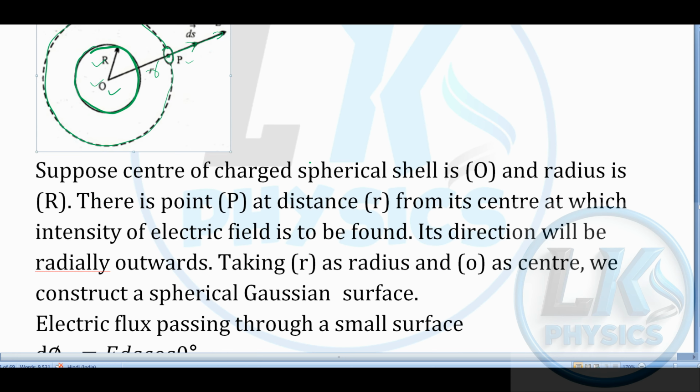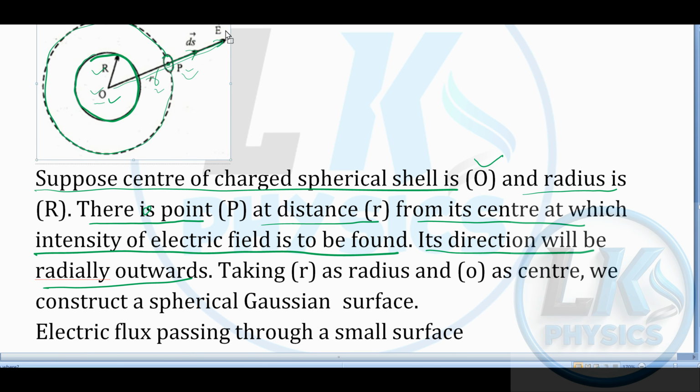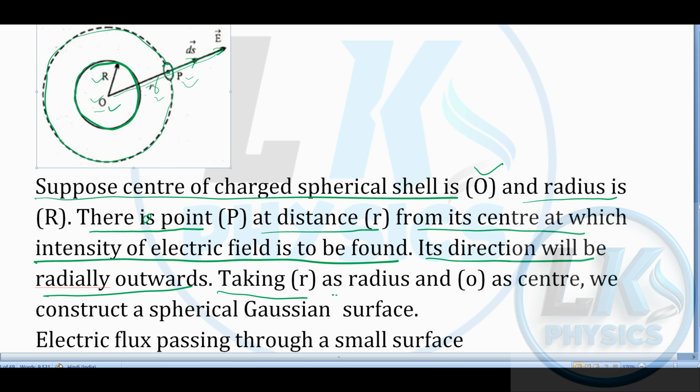Now write some words about the diagram. Suppose the center of the charged spherical cell is O and the radius is R. Then there is point P at a distance r from its center. This is point P at a distance r from its center, at which the intensity of electric field is to be found. Its direction will be radially outwards. The direction of electric field is radially outward. Taking r as radius and O as center, we construct a spherical Gaussian surface.